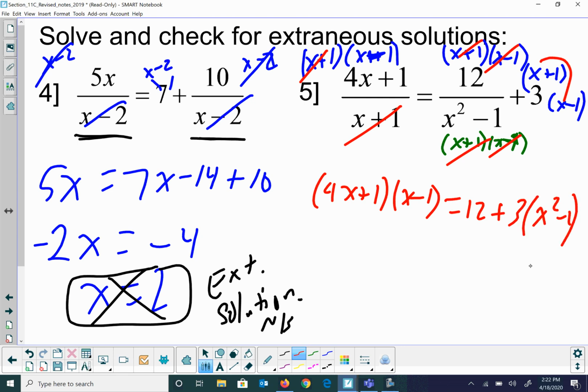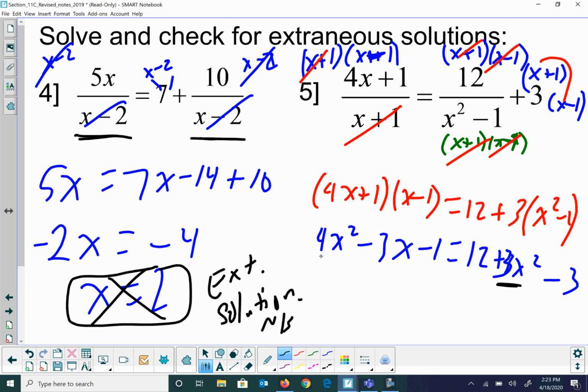All right, so let's go ahead and figure out the rest of this problem. We'll FOIL out this side, so I'm going to get 4x squared minus 4x plus 1 is minus 3x minus 1 equals 12 plus 3x squared minus 3. All right, so let's move everything to the left side. So if I move this over here, I'm going to get just x squared. And if I combine both of those together, that gives me 9.